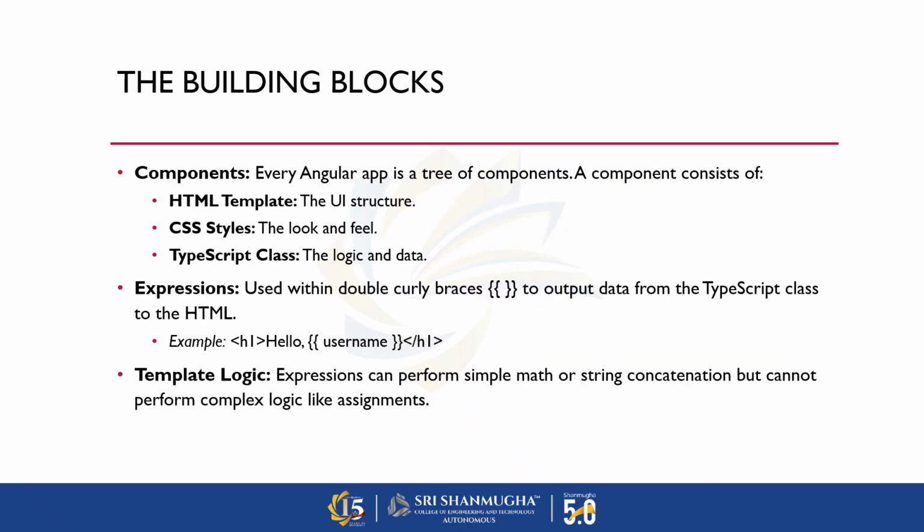The building blocks of AngularJS. The first thing is the components. Every Angular app is a tree of components. A single component consists of an HTML template, CSS styles, and a TypeScript class. The HTML template basically gives you structure, CSS styles give you the look and feel, and the TypeScript class is responsible for whatever business logic you will be handling in the web application.